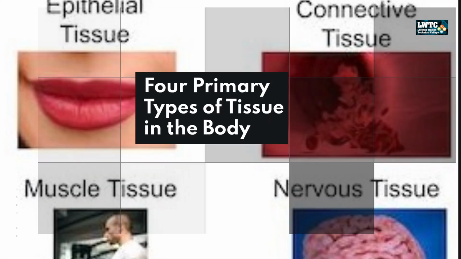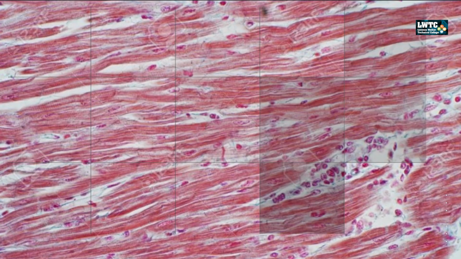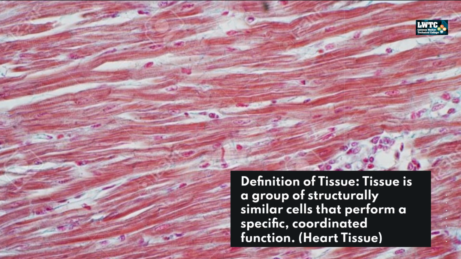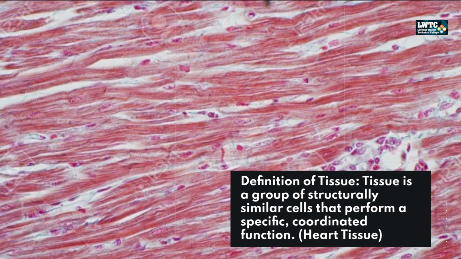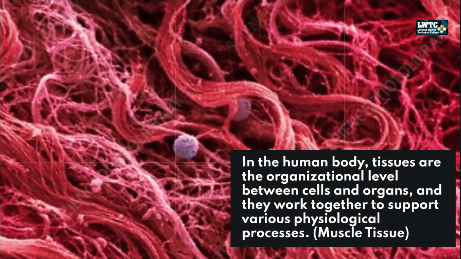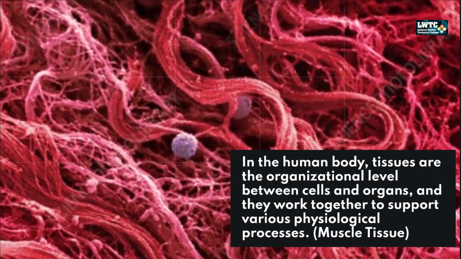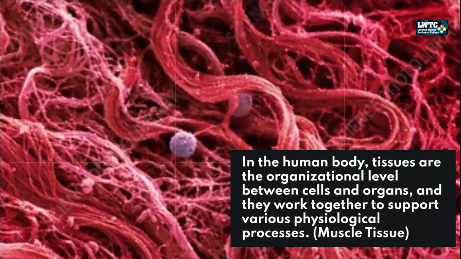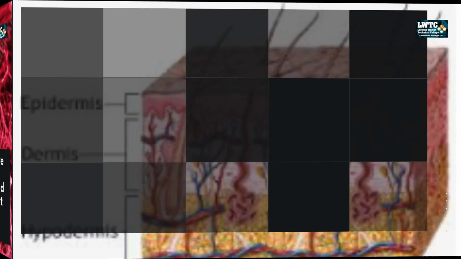4 primary types of tissue in the body. Definition of tissue. Tissue is a group of structurally similar cells that perform a specific, coordinated function. Heart tissue. In the human body, tissues are the organizational level between cells and organs, and they work together to support various physiological processes.